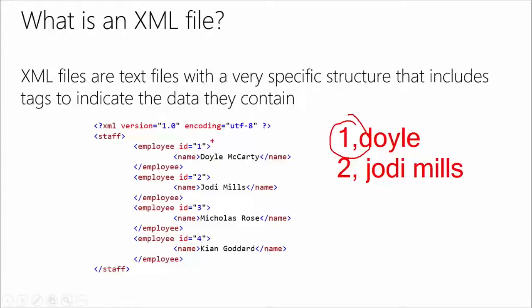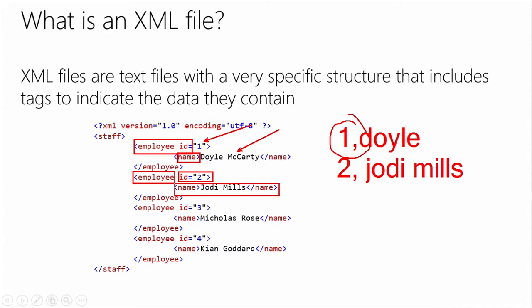The neat thing, if we look at the XML, is you'll see that I say, here's the value 1, but I specifically specify that's an employee ID. This employee also has a name, and that employee's name is Doyle McCarthy. So for each employee, I have the ability to be very specific and describe the actual data, saying this is employee information. What am I telling you about the employee? I'm telling you their ID is 2, and that their name is Jody Mills.